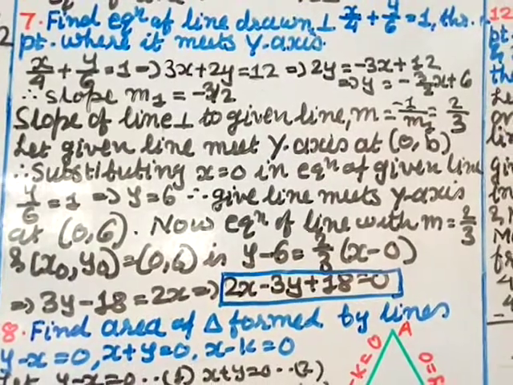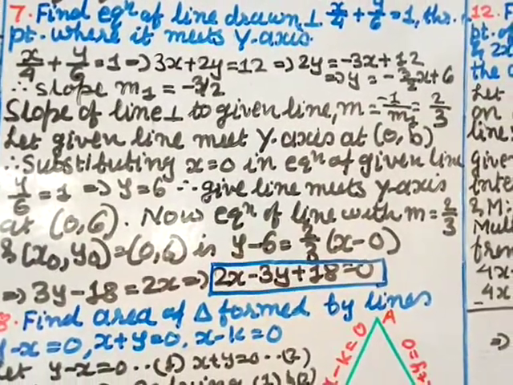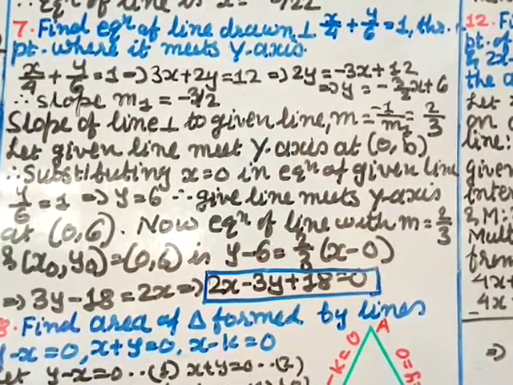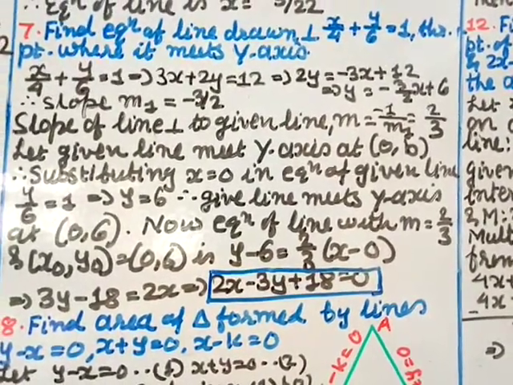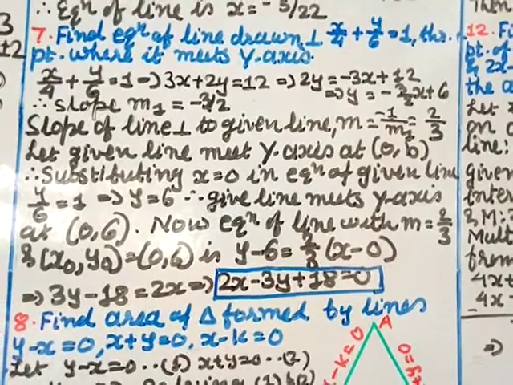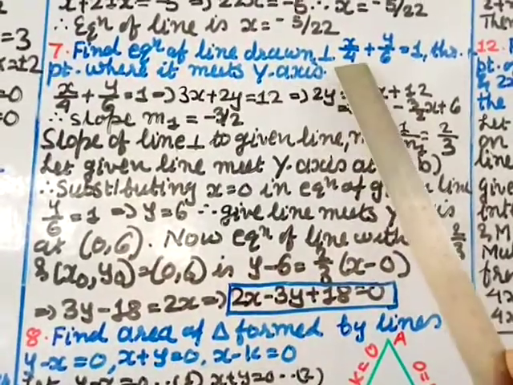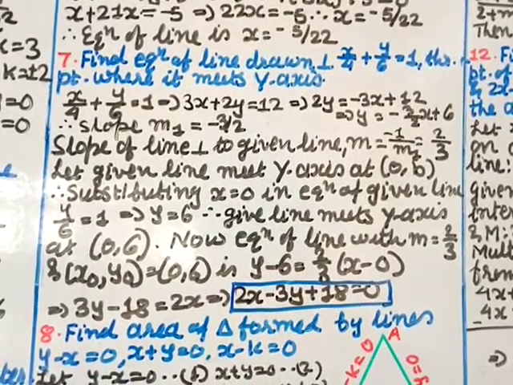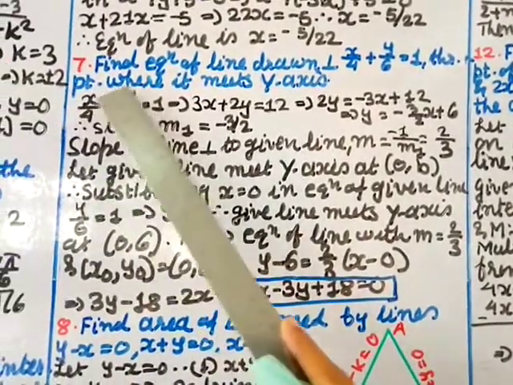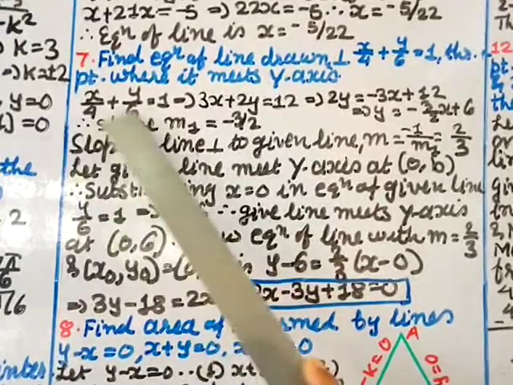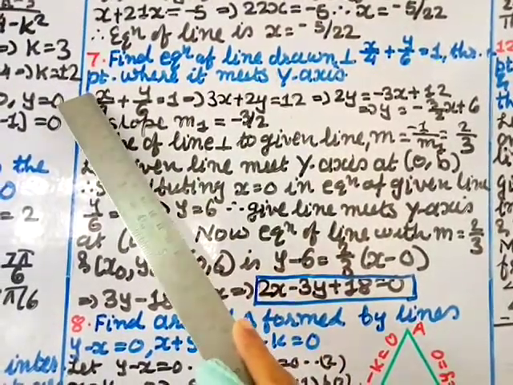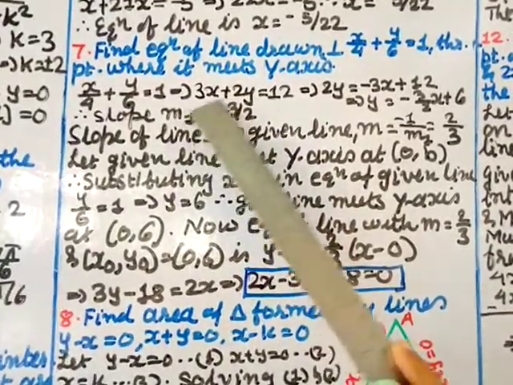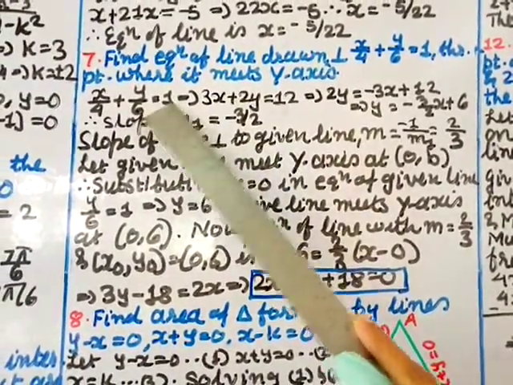Question number 7. Find the equation of the line drawn perpendicular to x by 4 plus y by 6 equal to 1 through the point where it meets the y-axis. The given line is converted into standard form, that is ax plus by plus c equal to 0. So here x by 4 plus y by 6 equal to 1. The LCM is 12. So you multiply here by 3, so 3x, plus here by 2, so 2y, divided by 12. That 12 I transfer over here and multiply with 1, so you get 12.